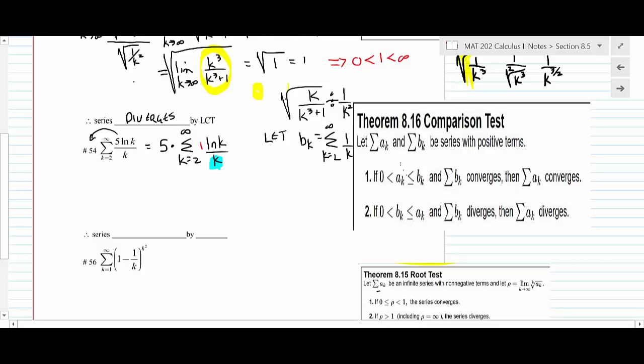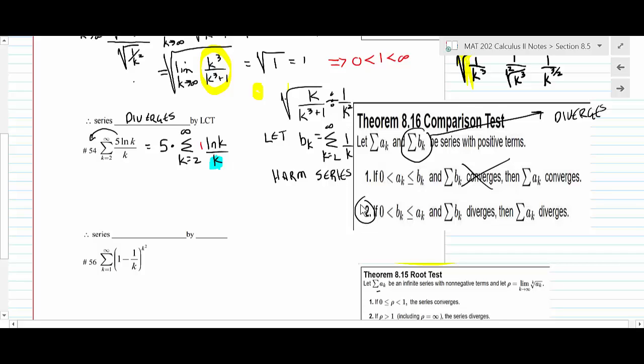So if you look, the comparison test basically says this. We have established that we have a series b sub k that we know diverges, because we're working with a harmonic series, and we know that diverges. So let's just follow exactly what it tells us to do. You can forget about case 1 because we're not comparing it to a convergent series. So we need to see if case 2 holds.